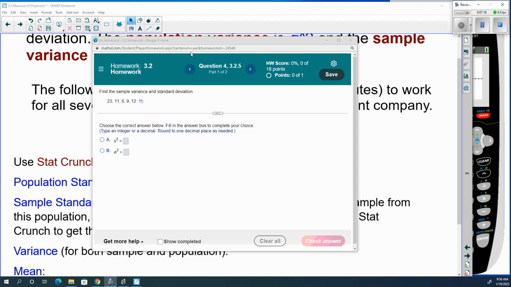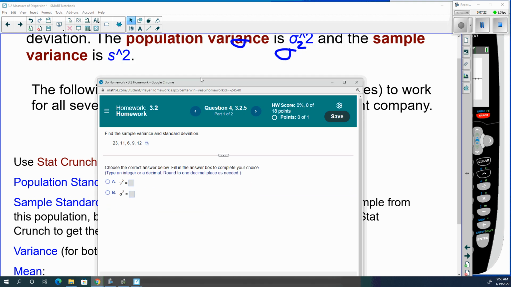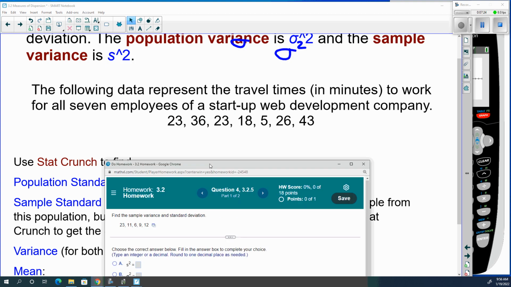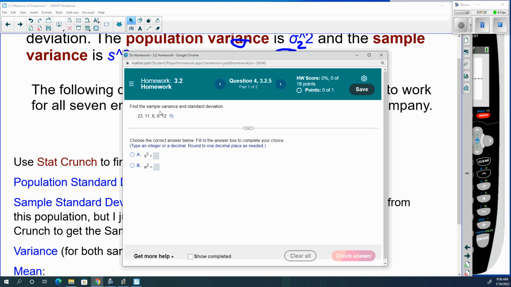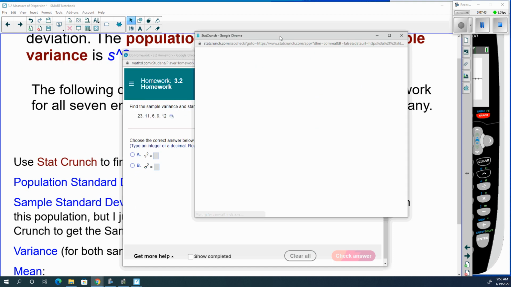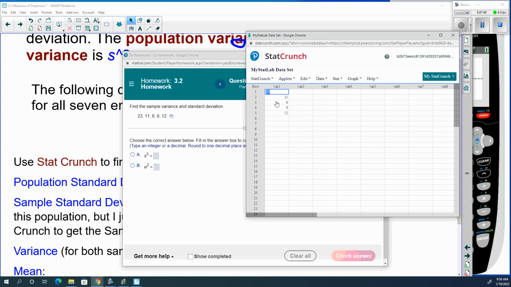Okay, so to use StatCrunch, instead of using these numbers right here for this problem, I found one on your assignments, question number 4, where they ask us to come up with the sample variance and the standard deviation. So again, when you have StatCrunch, it will have this little box right here. So I'm going to click on that box, open in StatCrunch. And then it automatically put all of the data there for me.